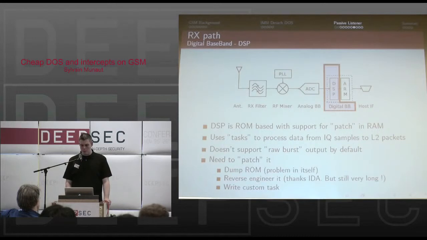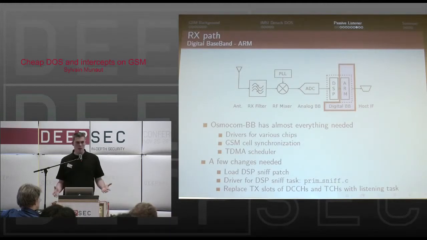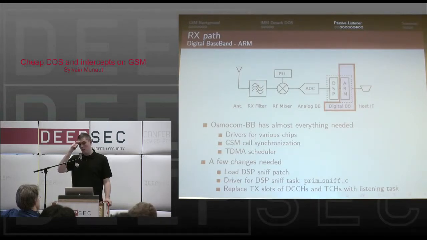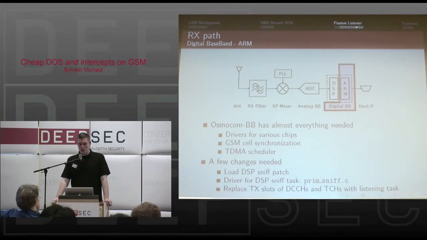Then you have the ARM processor. Osmocom BB has drivers for almost everything in the ARM that we need, at least. It can drive the analog baseband and the mixer and everything. It also has all the logic for cell selection, synchronization, and what's called the TDMA scheduler, that is scheduling events on particular frames on the GSM network. There are a few things we need to change.